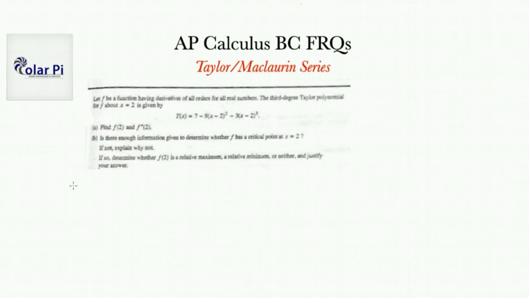Anyway, read this. So let f be a function having derivatives of all orders for all real numbers. The third degree Taylor polynomial for f about x equals 2 is given. So there that is. Find f of 2 and f double prime of 2. That's what it says, right?